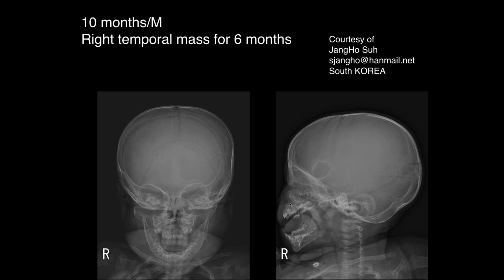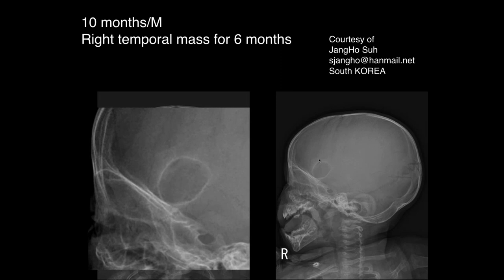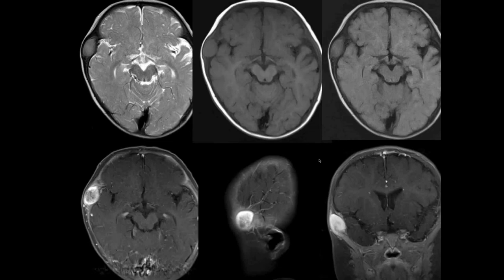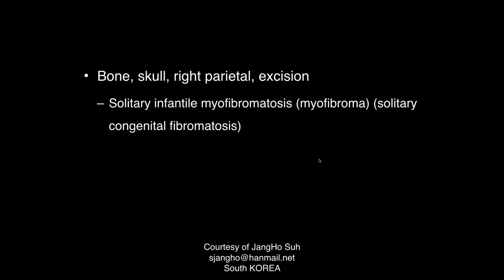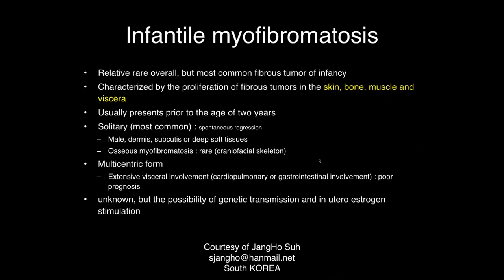Right temporal. On the lateral view, is it better? It looks like there's a lytic lesion with loose margins in the right temporal. Yeah, 10-month-old. It's kind of an isointense T1, heterogeneously enhancing skull base mass. Think of EG first at this age. I agree with you, that would be my first one. So they removed it, and it turned out to be a solitary fibromatosis, or infantile myofibromatosis. It's relatively rare, but it's actually very common in infancy.